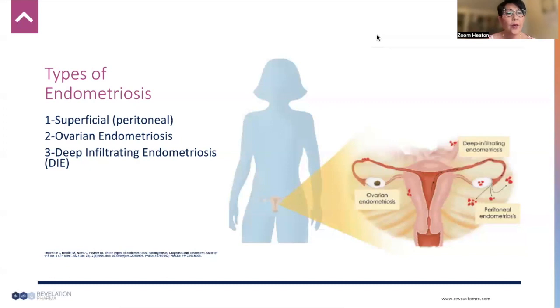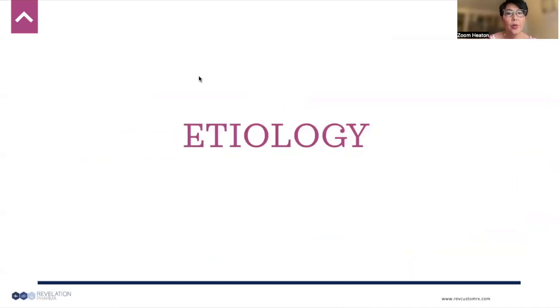And the third type is deep infiltrating endometriosis, also known as posterior pelvic endometriosis. It's a severe form of endometriosis located in the rectovaginal space. And it can involve the uterosacral ligaments, cervix, the bowel, or ureters. And it can be felt on pelvic and per rectal exam as tender induration and nodularity, and it can be visualized on imaging. Let's get into causes.